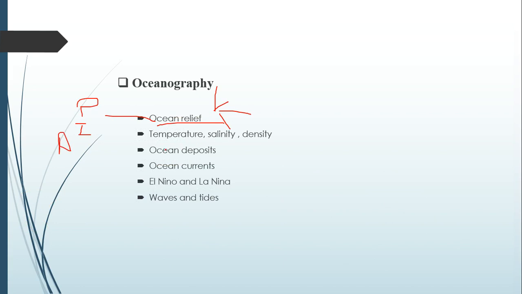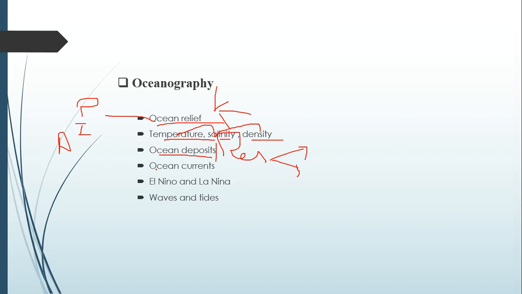Then we discuss in oceanography temperature distribution, vertical, horizontal distribution of temperature, and then salinity, distribution of salinity with height, with the depth, then density, and the interrelation between all these three topics, how they affect each other. Then the deposits of ocean, and the resources, that is fishes and the seafood.